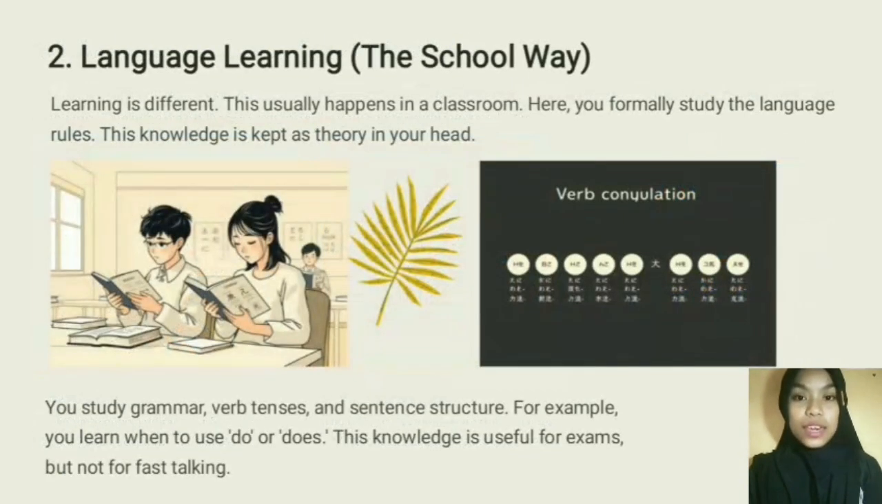The second way is learning. This happens more in the classroom. Here, we study grammar rules, verb tense, or sentence structures. For example, we learn that in the present tense, we must add "s" for he, she, or it. This is formal study, and it's more like theory in our head.